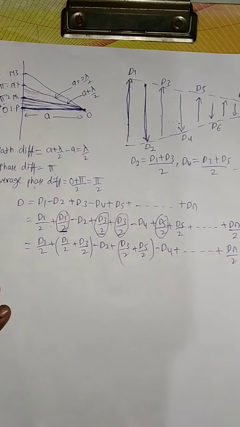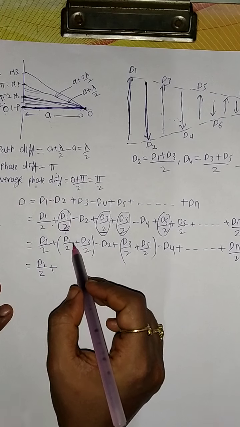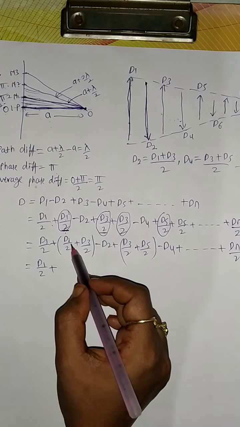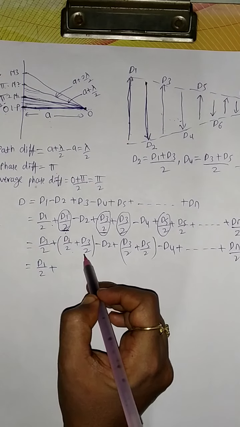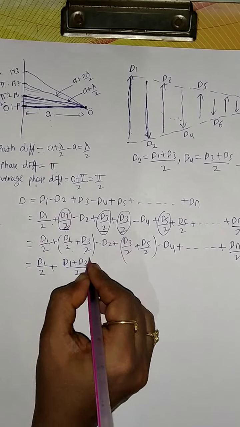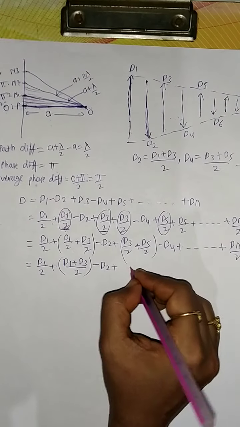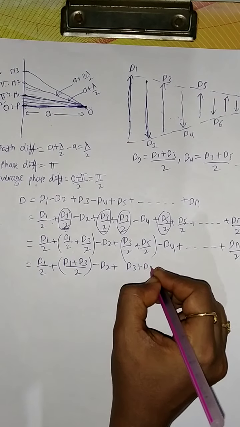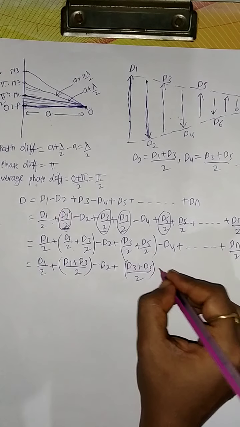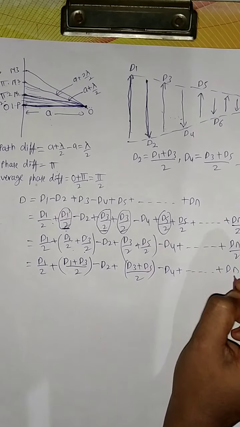We will get, now this is equal to d1 by 2 I'll write as it is. And as we know, d1 divided by 2 plus d3 divided by 2 is nothing but what? d1 plus d3 divided by 2. Okay. And minus d2 as it is. Plus again what we can write? d3 plus d5 divided by 2 and minus d4 will be as it is. Plus dash dash plus dn by 2.